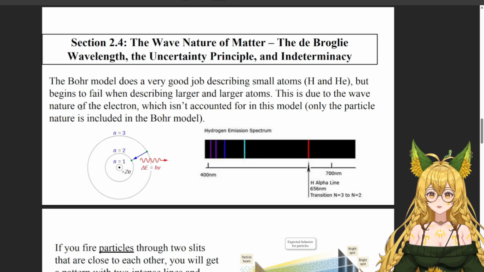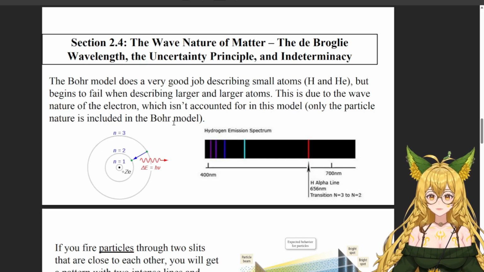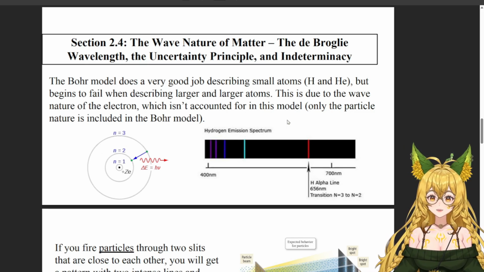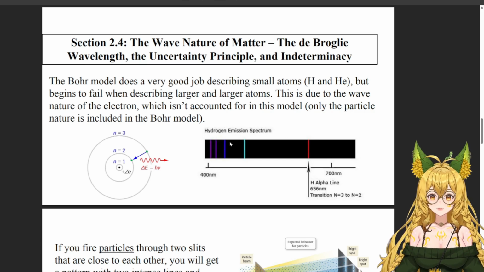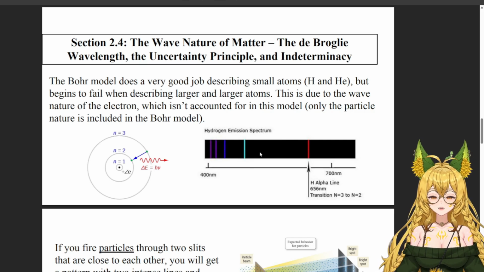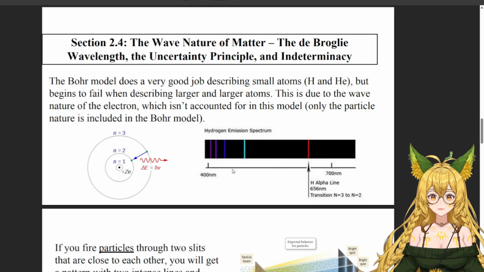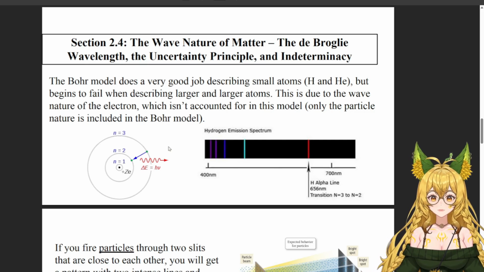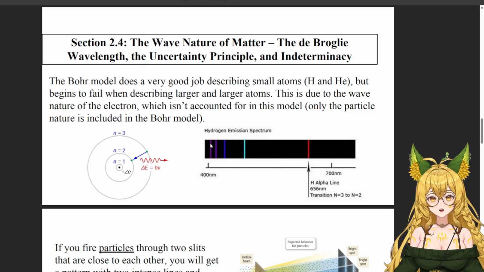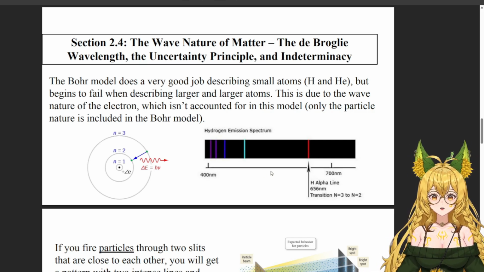This is due to the wave nature of the electron, which isn't accounted for. Only the particle nature is included. So if you remember the two-slit experiment, sometimes the electrons, when they pass through a slit, will form a wave-like pattern and get brighter in the center, and then slowly get less and less bright in bands off to the right and left. Whereas for particles, when it passes through the prism, it'll hit as different colors along the spectrum.